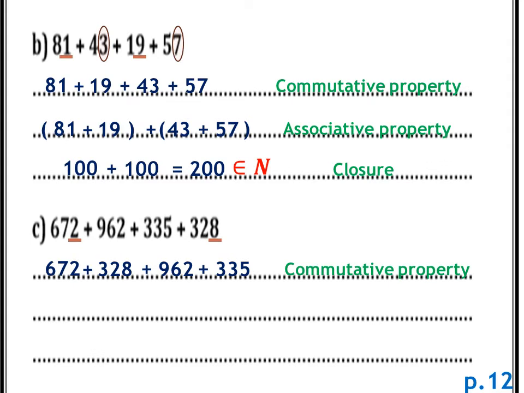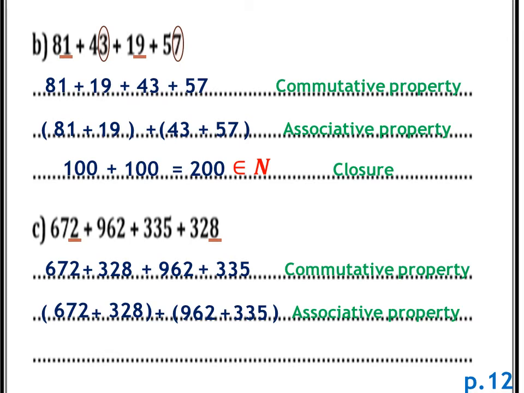And now use the associative property. So open bracket, write 672 plus 328, close the bracket. Then plus here 962 plus 335, then close the bracket. Can we put the unit digit here 2 and here the unit digit is 5 beside each other and between brackets? Yes, because we don't have other numbers. And now the name of this property is associative property. Don't forget to write that property.